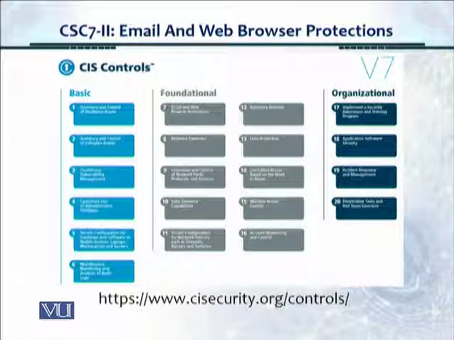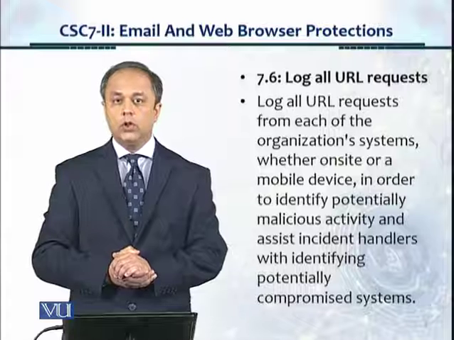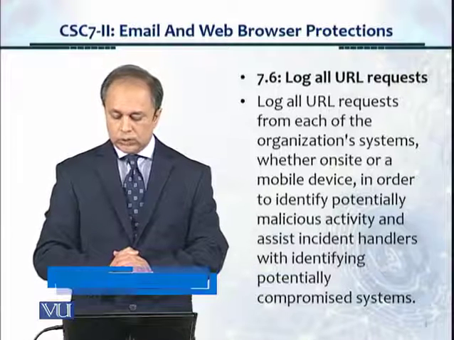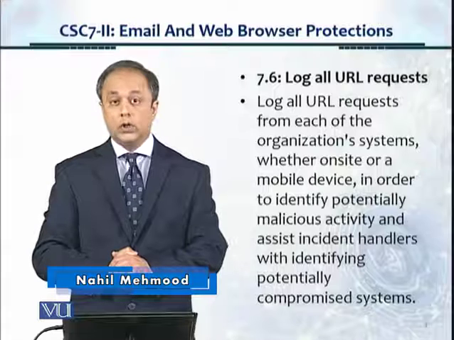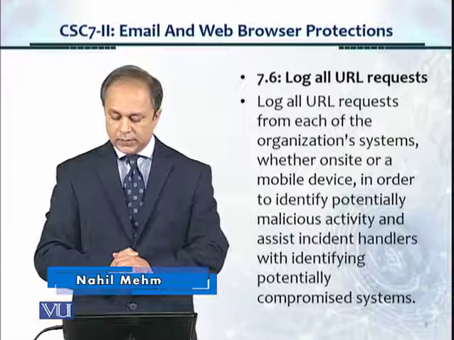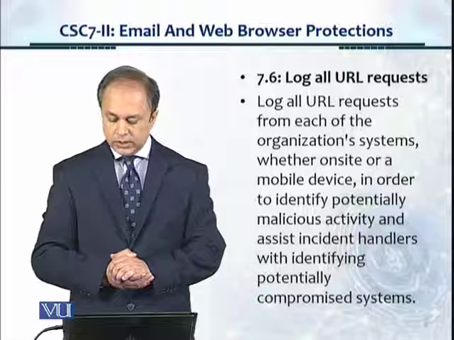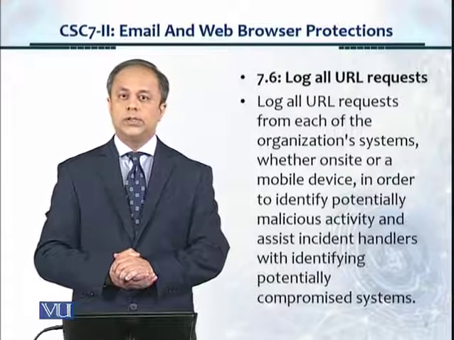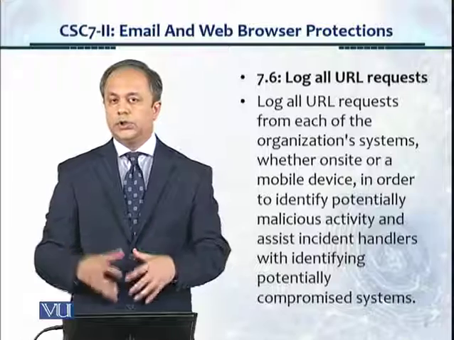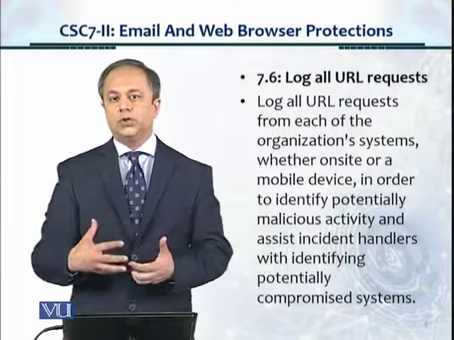Control 7.6 tells us to log all URL requests. Log all URL requests from each of the organization's systems, whether on-site or a mobile device, in order to identify potential malicious activity and assist incident handlers with identifying potentially compromised systems. It's always useful to know which system tried to access a particular website and caused the infection.